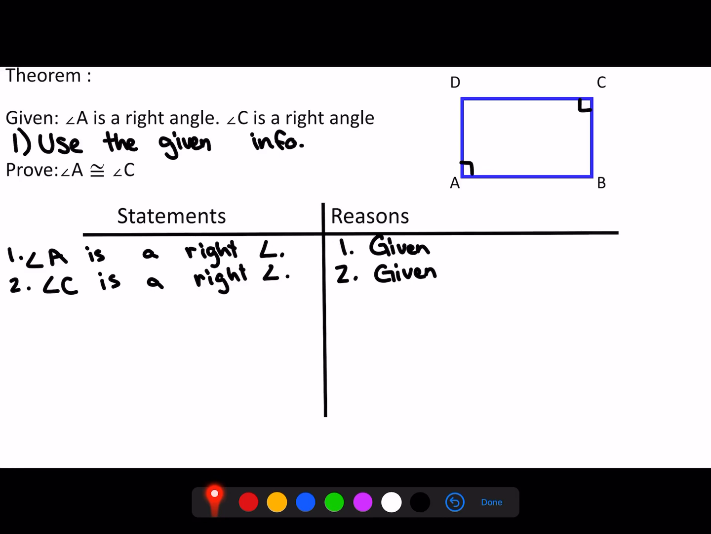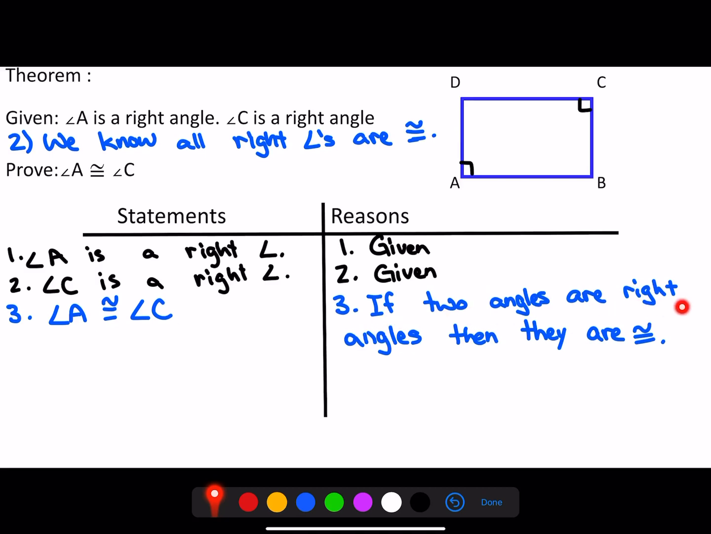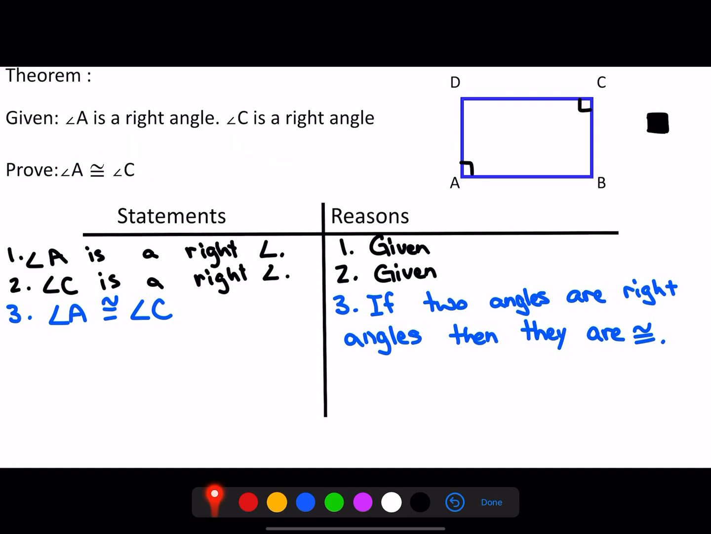So I can go ahead, and from our previous slides, we know that if two angles are right angles, they're congruent to each other. So I can skip ahead and say angle A is congruent to angle C, because we know all right angles are congruent. So my reasoning will be, if two angles are right angles, then they are congruent. And again, we see a conditional occurring. If, then. So that's occurring right there. At this point, we have proven our statement that we are looking for. Angle A is congruent to angle C. So our proof is now finished.